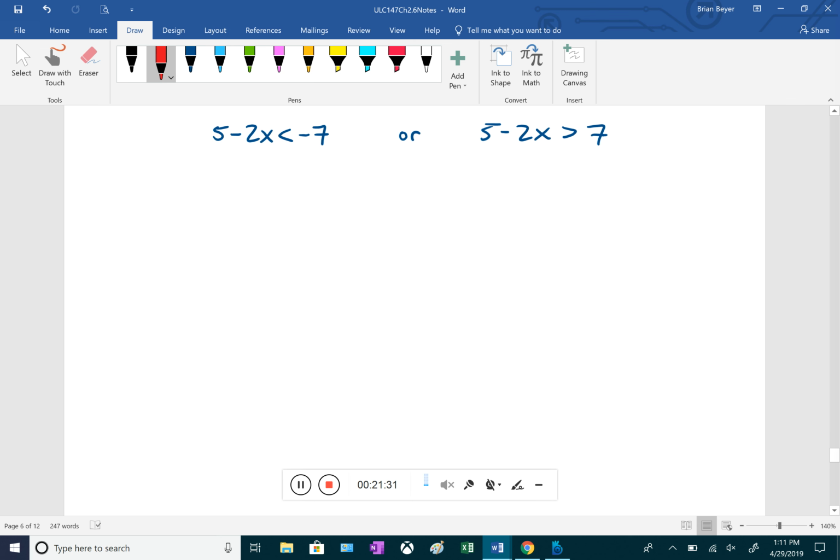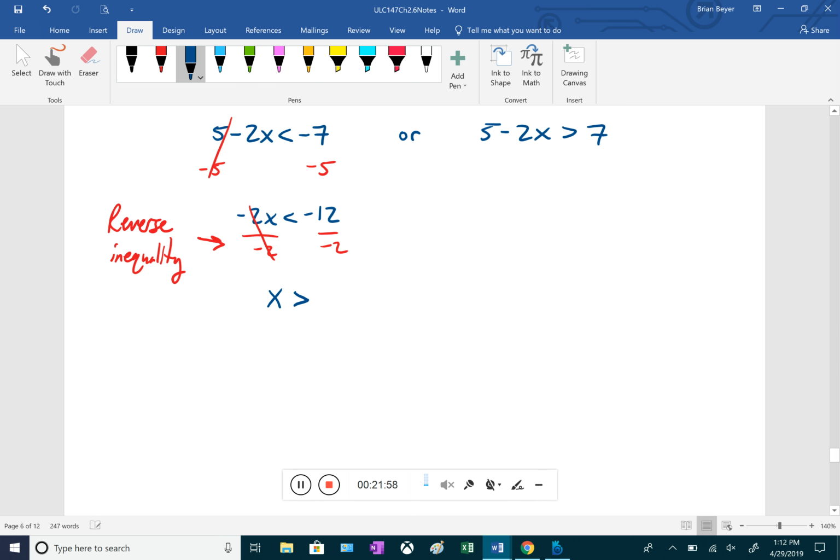On this first one on the left, we can subtract 5 on both sides and get negative 2x is less than negative 12. We had negative 7 minus 5, negative 12. And divide both sides by negative 2. Since we divided by a negative, we had to reverse that inequality, so instead of less than, it's greater than. Negative 12 divided by negative 2, we get x greater than 6.